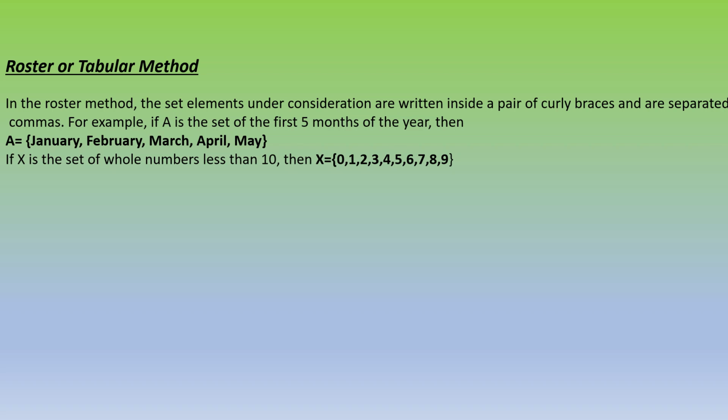In a roster method, the set elements under consideration are written inside a pair of curly braces and are separated by commas. For example, if A is the set of the first 5 months of a year, then A is equal to January, February, March, April, May. If X is the set of whole numbers less than 10, then X is equal to 0, 1, 2, 3, 4, 5, 6, 7, 8, 9.